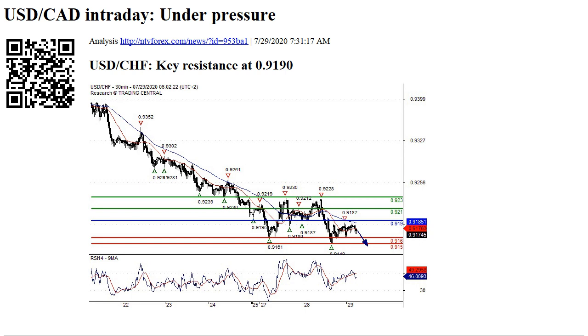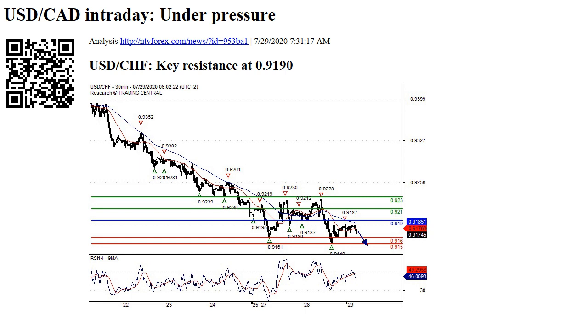Alternative scenario above 0.9190. Look for further upside with 0.9210 & 0.9230 as targets. Comment: as long as the resistance at 0.9190 is not surpassed, the risk of the break below 0.9160 remains high.